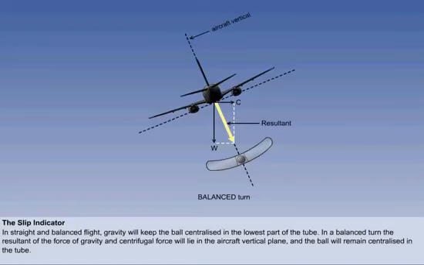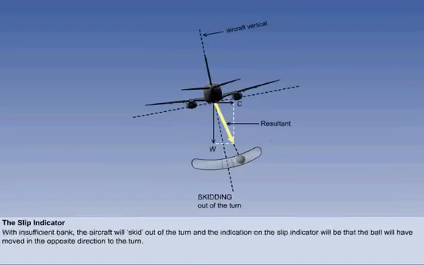However, let's look at a situation now where a turn has been initiated, but the angle of bank applied is insufficient for the rate of turn. The turn will be unbalanced, and the ball will be displaced away from the aircraft vertical towards the outside of the turn. With insufficient bank, the aircraft will skid out of the turn, and the indication on the slip indicator will be that the ball will have moved in the opposite direction to the turn.